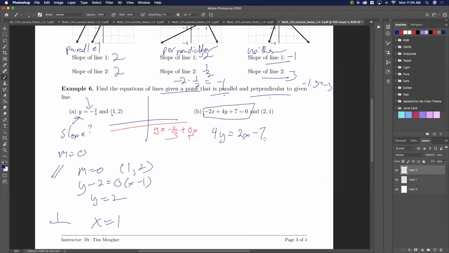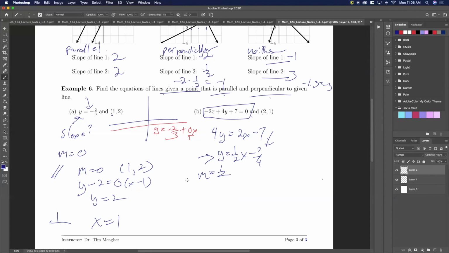If this doesn't make super sense to you, we're going to be working with this next time. And then if I divide by 4, I get y equals 2/4, which would be a half, x minus 7/4. We'll just leave it like this. This is how your homework's probably going to give it to you. I just want to show you the steps. What's the slope of this line here? A half, right? So here I have a slope of a half. All right, we're good to go.